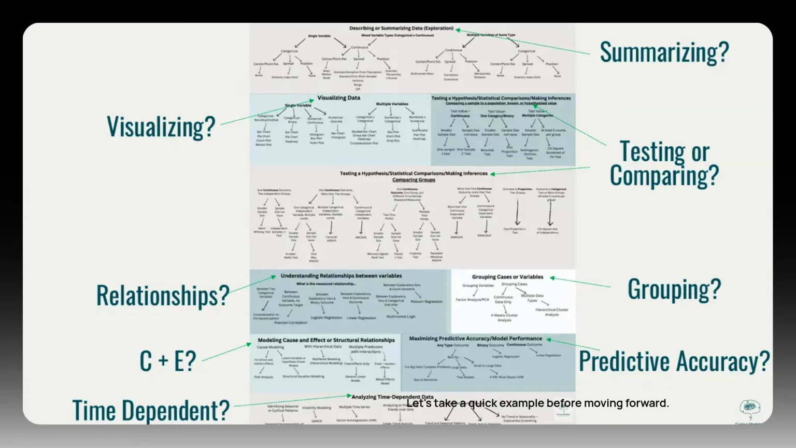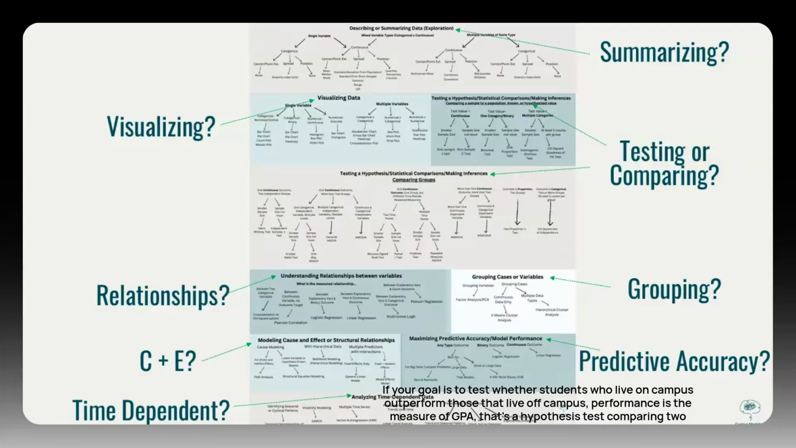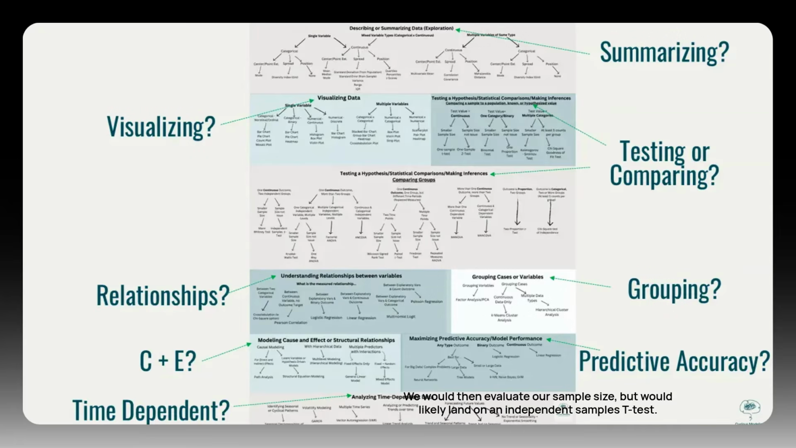Let's take a quick example before moving forward. If your goal is to test whether students who live on campus outperform those that live off campus, where performance is measured by GPA, that's a hypothesis test comparing two groups, so you'd follow the testing hypothesis branch. In doing so, we would have a continuous outcome, which is GPA, and a categorical variable with two independent groups. We would then evaluate our sample size, but would likely land on an independent samples t-test. Let's move forward from here.